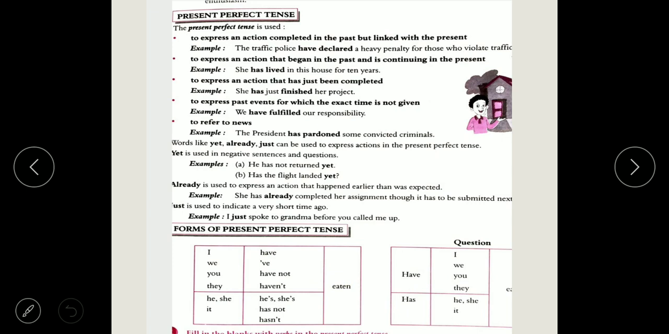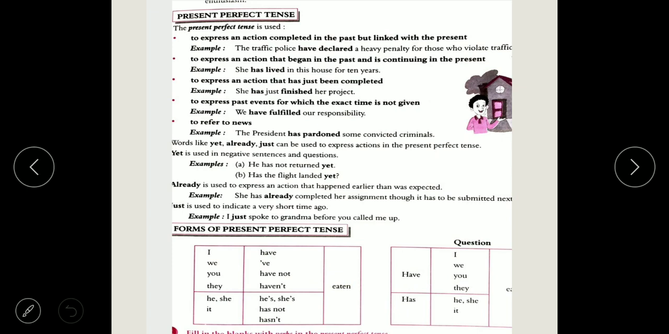Words like yet, already, just can be used with the present perfect tense. Yet is used in negative sentences and questions: she has not returned yet. Has the flight landed yet? Already is used to express an action that happened earlier than expected: she has already completed her assignment, though it has to be submitted next week. Just is used to indicate a very short time ago: I just spoke to grandma before you called me.